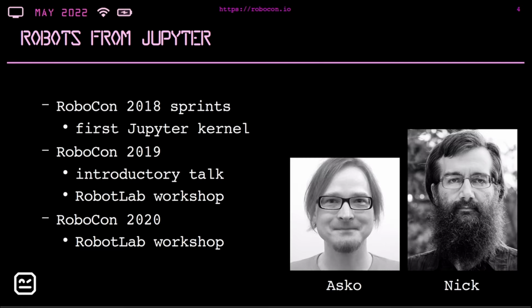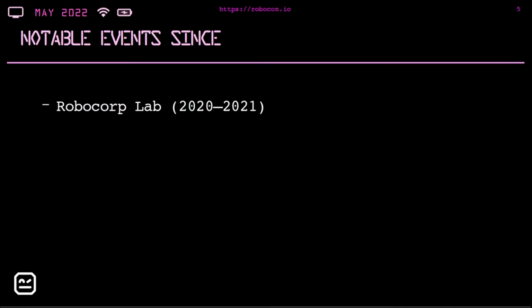So what has happened since we were last here? At first I really want to give some credit to RoboCorp. RoboCorp took our work and built the RoboCorp Lab product on top of JupyterLab with Robot Kernel. And for a couple of years, they worked really hard to popularize JupyterLab as a Robot Framework developer tool, which they call RoboCorp Lab.